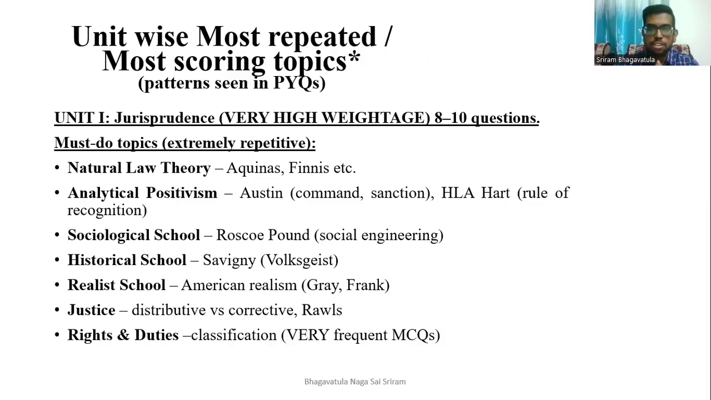Next one, the justice concept, which is distributive versus corrective. What is the John Rawls theory of justice? So that is also something you need to study.